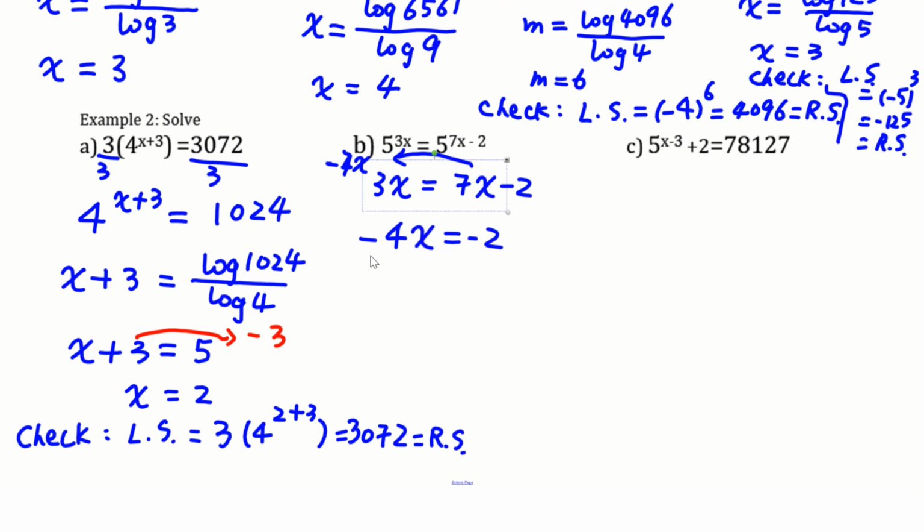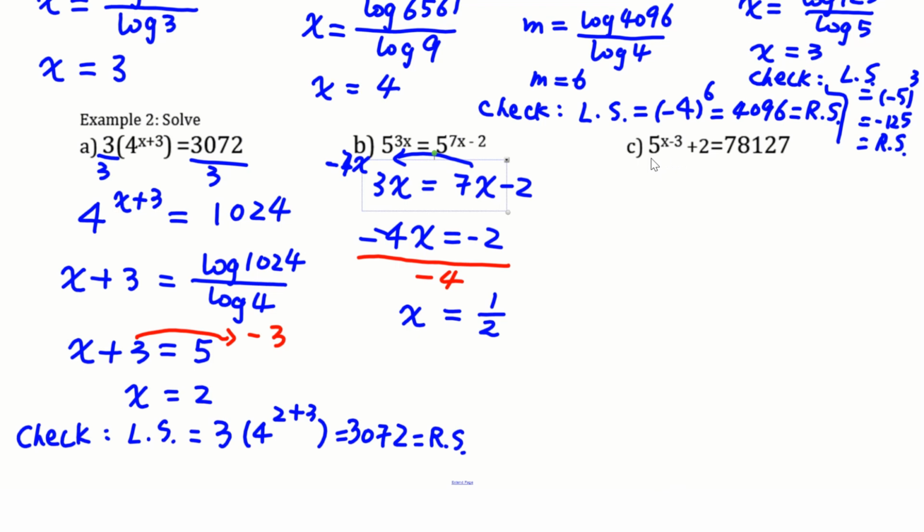Then we want to isolate x, so we move the negative 4 to the other side. The opposite operation will be dividing by negative 4 on both sides. Then negative 4 divided by negative 4 gives you 1x. Negative 2 over negative 4, in lowest form, gives you 1 over 2. So negative divided by negative becomes positive, and you could check it again by substituting it back.